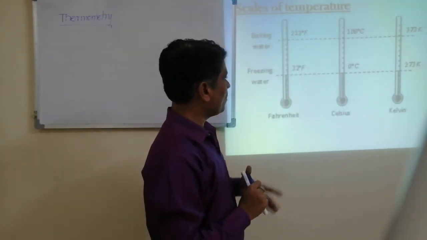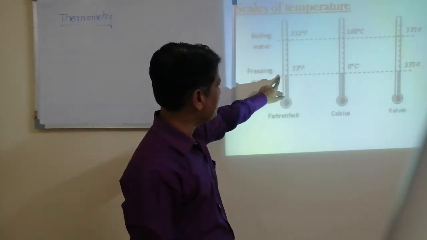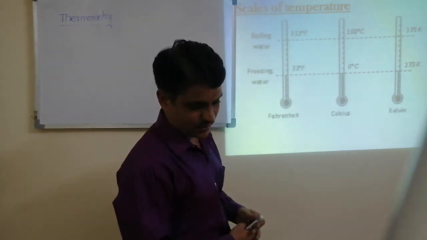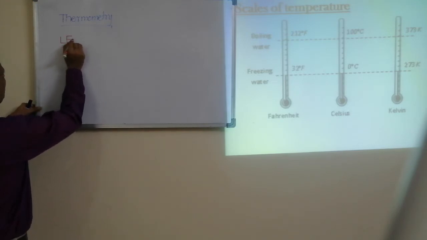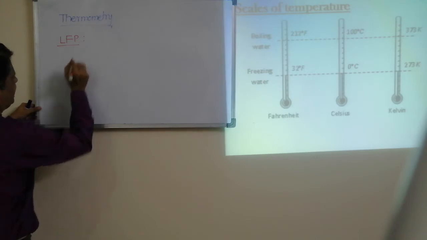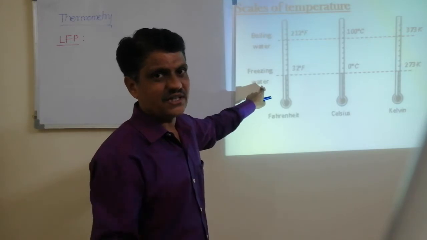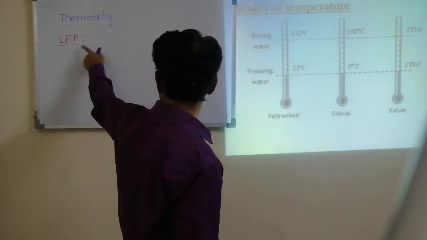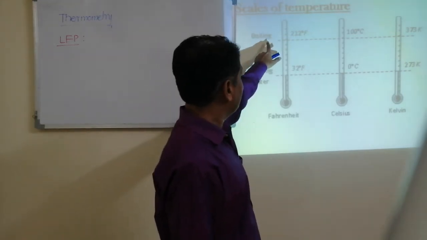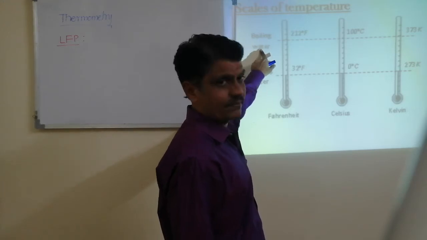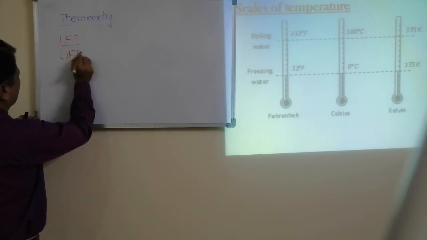For all scales we have two limits. One is called the lower limit, that is the lower fixed point. Another is the upper fixed point. The lower fixed point is the freezing of water. The temperature at which water freezes is taken as the lower fixed point at normal temperature and pressure. And the temperature at which water boils is taken as the upper fixed point.